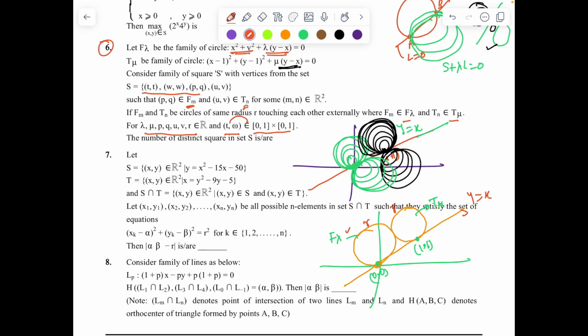It means I can take the value of t from [0, 1] and w from [0, 1]. So that forces t and w to come from any point along this line segment, let's say AB. So now we have a square such that two of these vertices lie along the line y = x and two vertices each along F(λ) and T(μ). So it's quite easy to see we'll definitely have a square over here.